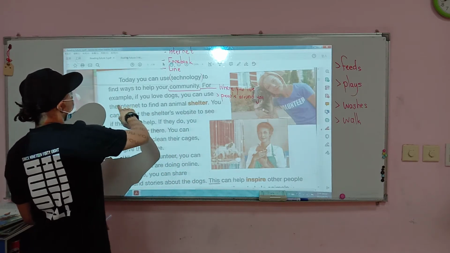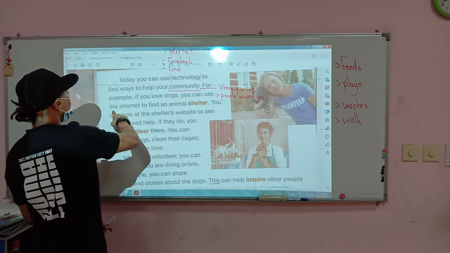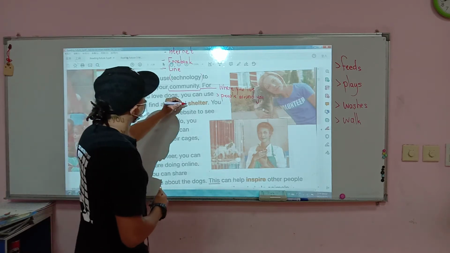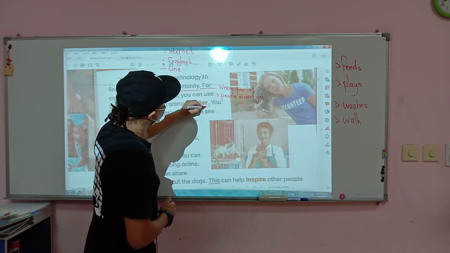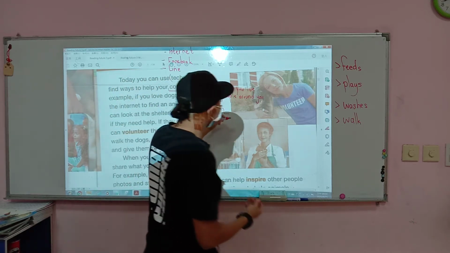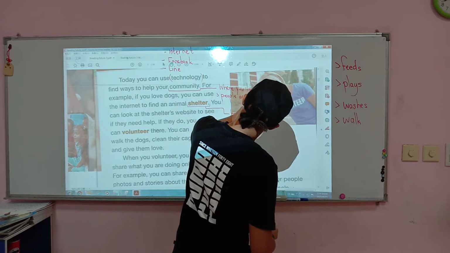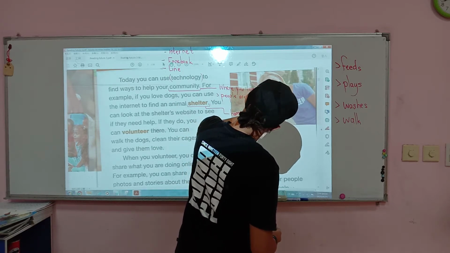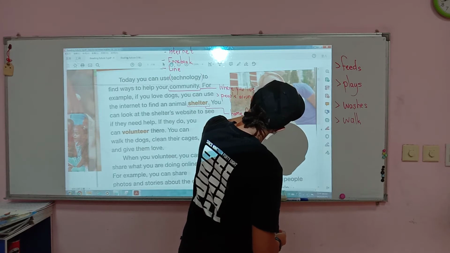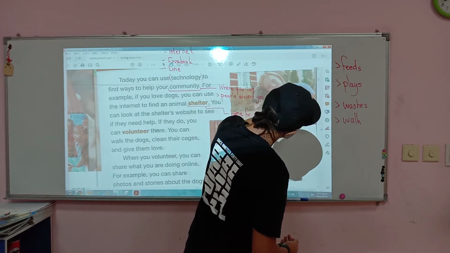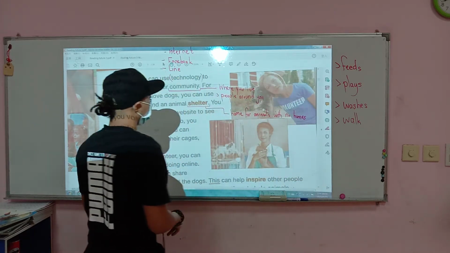Oh, for example, if you love dogs, you can use the internet to find an animal shelter. So remember, the shelter is the home for animals with no houses, with no homes, or no mom and dad, okay.